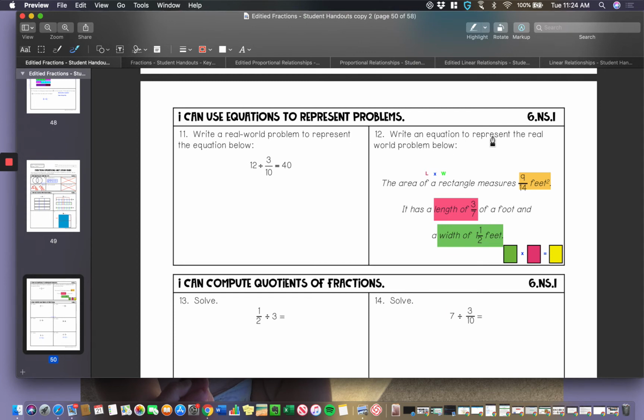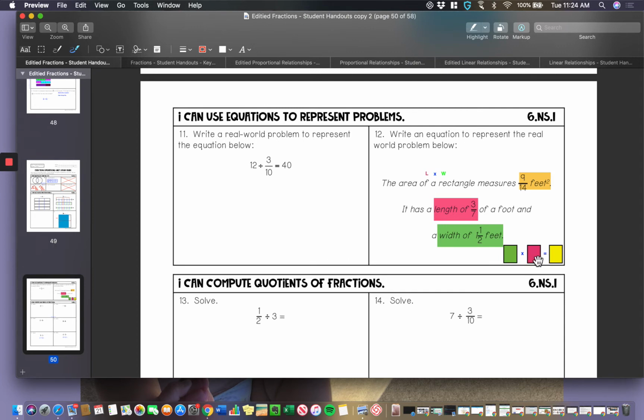For number 12, pretty easy though. It says write an equation to represent the real world problem below. It says the area of a rectangle. By the way, area of a rectangle is length times width. That's how you find the area of a rectangle. The area of a rectangle measures 9/14 feet squared. It has the length of 3/7 of a foot and a width of 1 1/2 of a foot.